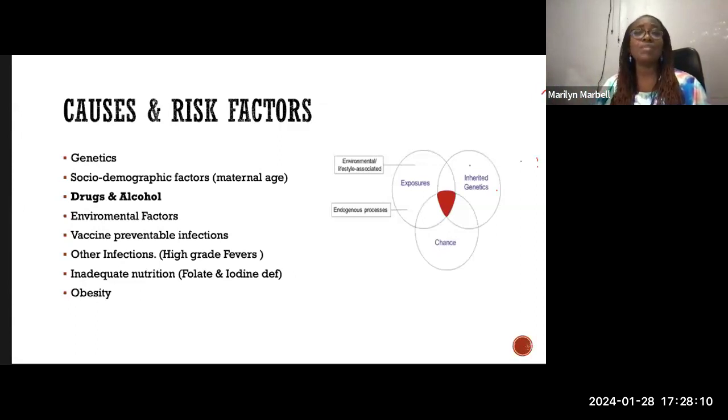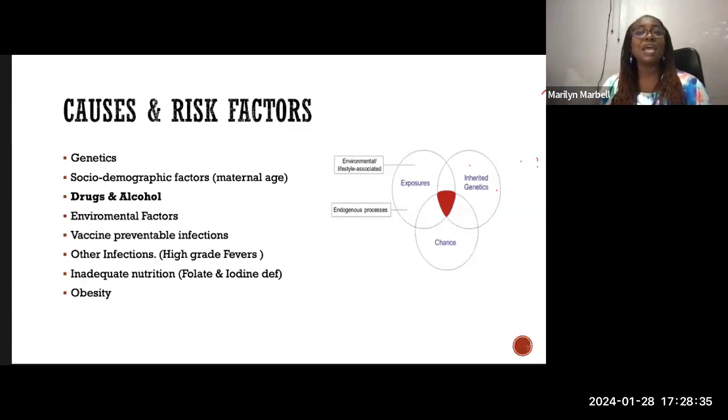Then vaccine preventable infections. The big one is rubella, what we call German measles. If a mom has German measles whilst they're pregnant, they may not feel anything. They may have a small fever, a small rash. But if the mom has that infection whilst she's pregnant, the baby in the womb, who also may get that infection, comes out with different and serious birth defects.